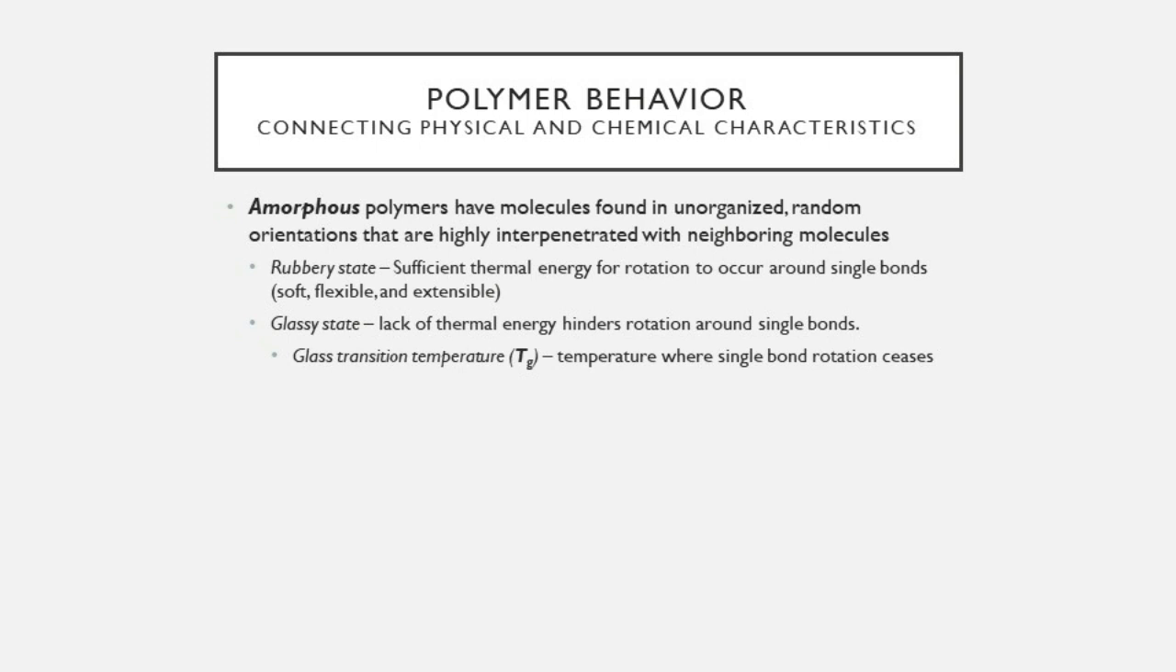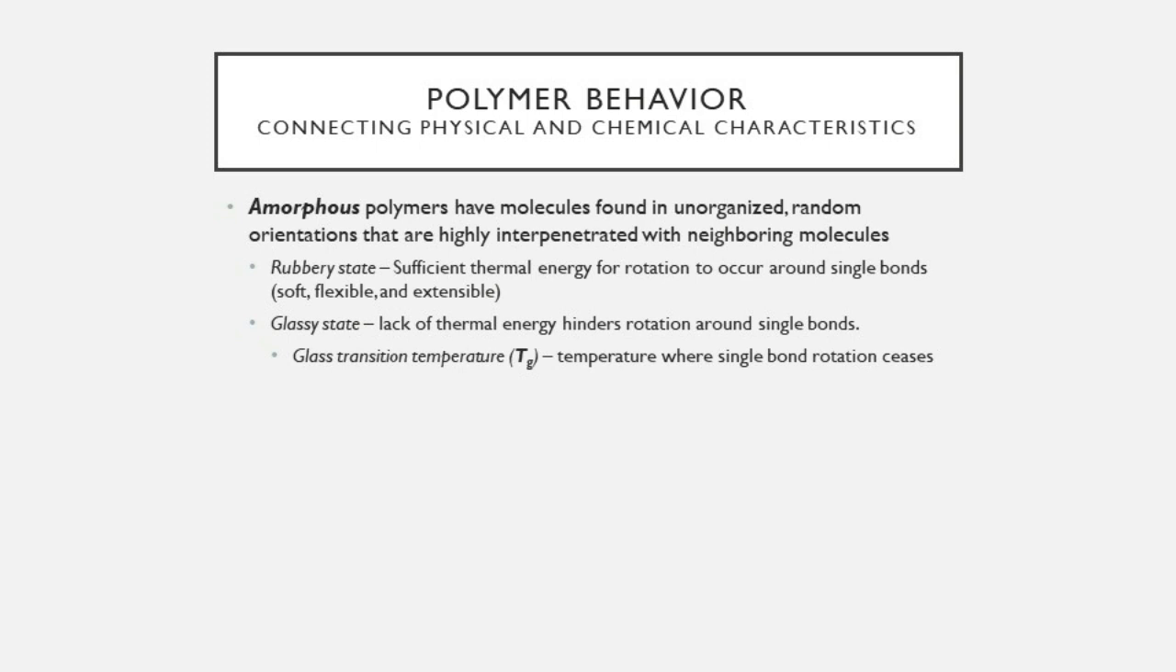Much of this physical behavior is dependent on the physical state of polymers, which can be classified in two different ways. One would be an amorphous state, and the opposite of that would be a crystalline or highly organized state. An amorphous polymer is one that has molecules found in unorganized, random orientations that are highly interpenetrated with neighboring molecules. An amorphous polymer can be further subcategorized into either a rubbery or a glassy state, depending on how much thermal energy it has.